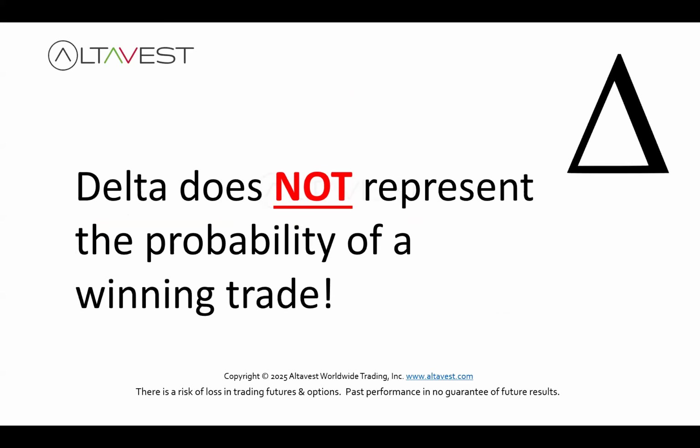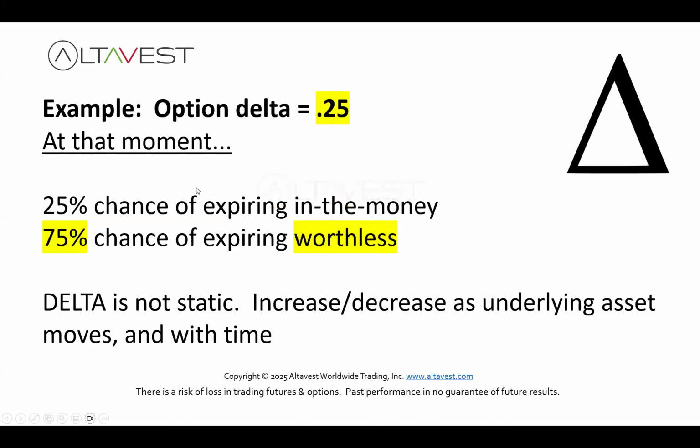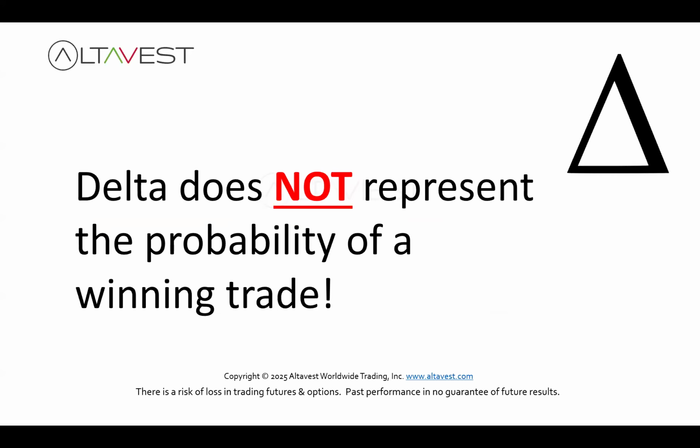And it is not the probability of a winning trade. So it's important to point that out. You can't say, for example, if you sell an option with a delta of 0.25, that means you have a 75% chance of making money on that trade. We're going to show you more details and run through a demo here in just a second.